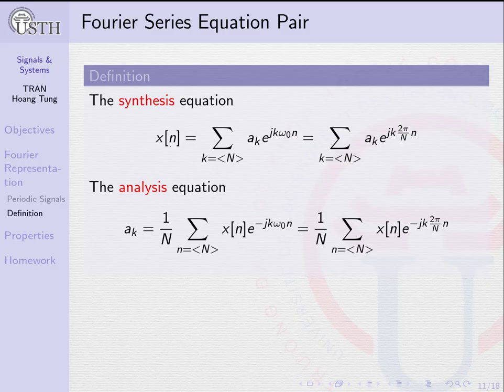So x[n] is the periodic discrete signal, and a_k are the Fourier coefficients. And pay close attention that both x[n] and a_k exist from minus infinity until infinity, and they are both periodic. Be careful with that.